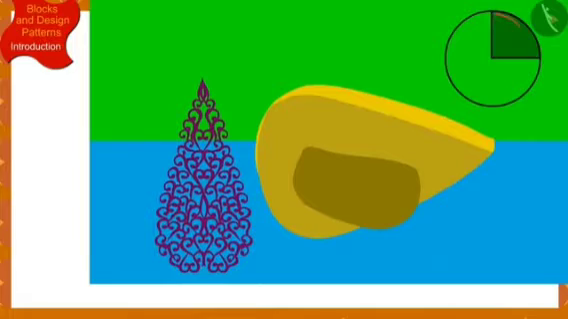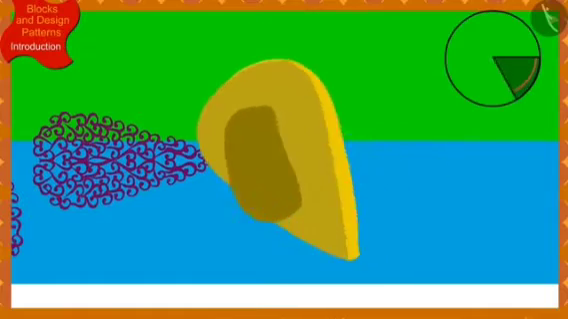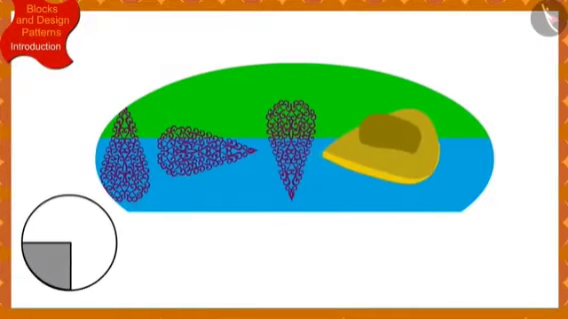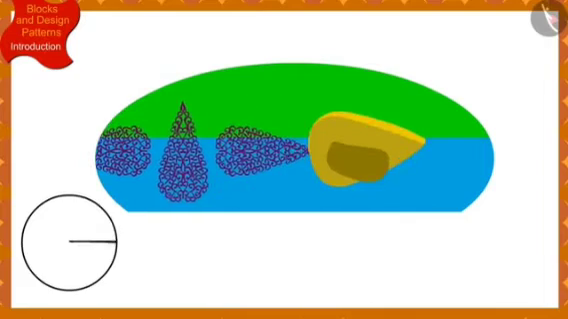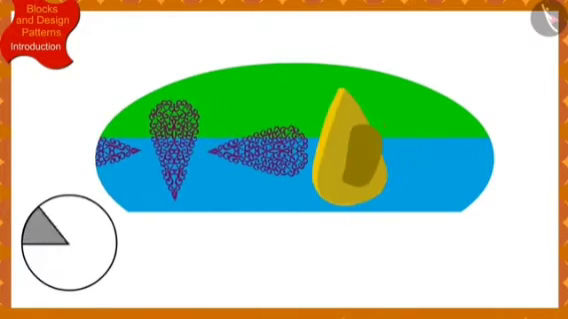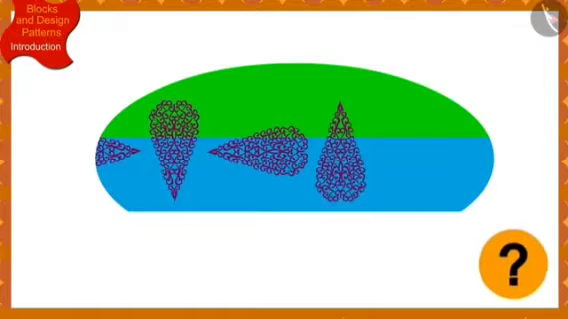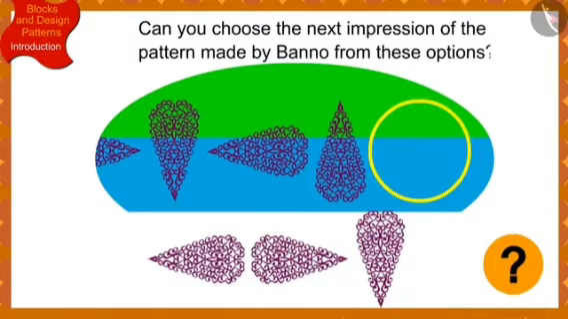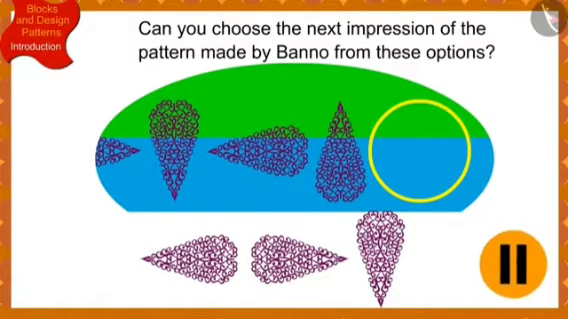Banno continued to make the design on Chanda's sari in this way, by every time dipping the block in the box of color and rotating it a quarter from the previous impression. Children, if Banno has made this design so far by rotating the block by a quarter in the clockwise direction every time, can you choose the next impression of the pattern made by Banno from these options? If you wish to, you may stop the video and think of the answer.